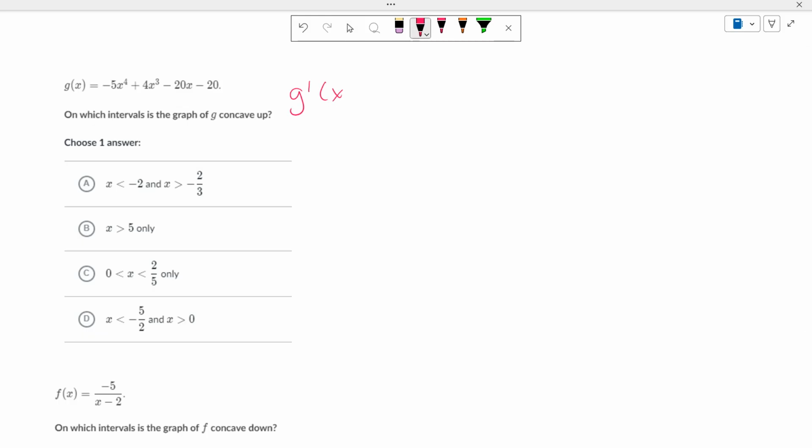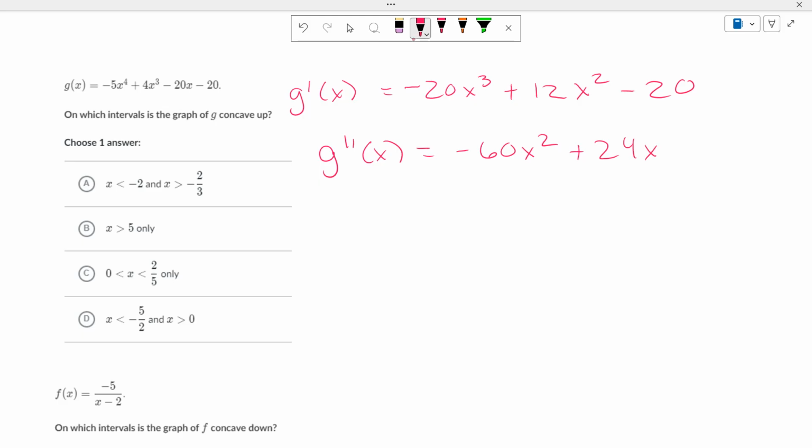The first derivative of this is negative 20x to the third plus 12x squared minus 20. The second derivative of this is negative 60x squared plus 24x. So if we factor out the greatest common factor, negative 12x, then we get 5x minus 2. So x equals 0 and x equals 2/5.